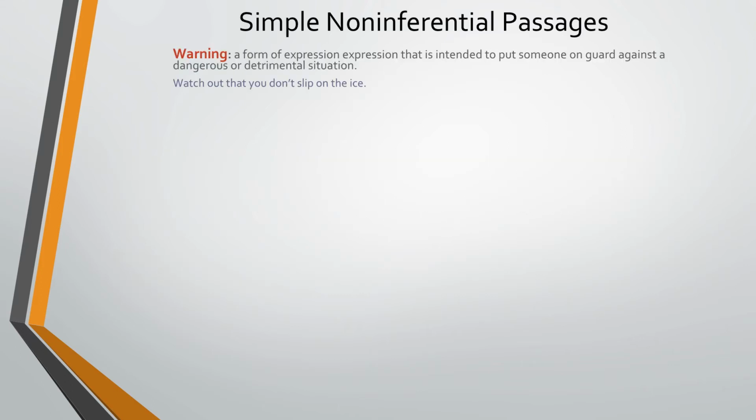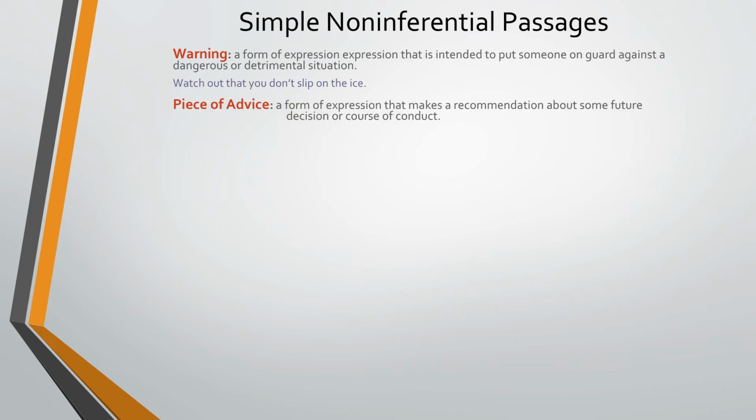The first one is warning, a form of expression that is extended to put someone on guard against a dangerous or detrimental situation. So let's look at the example. "Watch out that you don't slip on the ice." If no evidence is given to prove that such statements are true, then there is no argument.